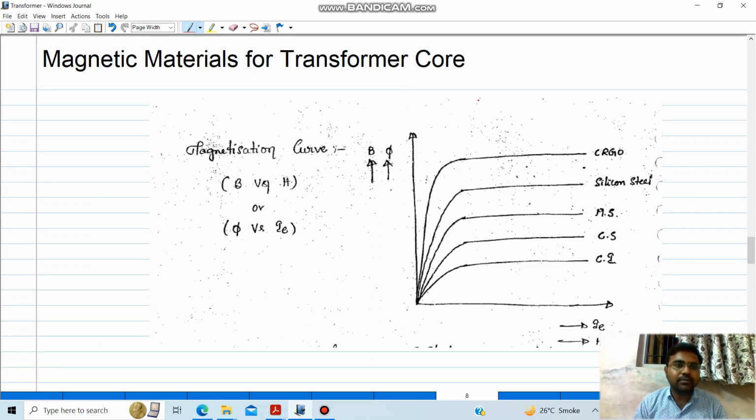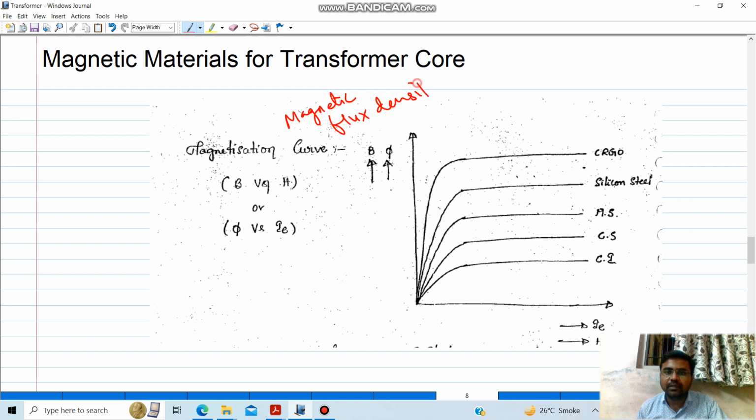So hello friends, in this video we are going to discuss various magnetic materials which are being used in transformer core. As shown in the BH curve, B here stands for magnetic flux density, and here H stands for magnetic field strength or intensity. Now this H can be given as Ni over L.